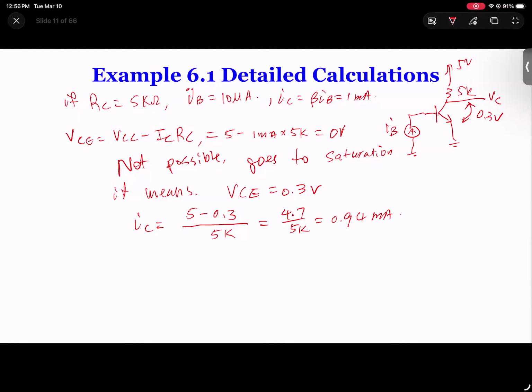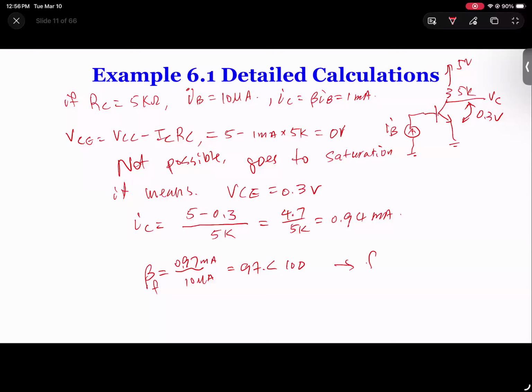Now what I'm going to do is take beta and give it a symbol called forced beta, because the relation between IC and IB is called beta. In the active mode, it's 100. But now it's in saturation. I want to see how much the relation is going to be. So that's going to be 0.94 milliamps divided by 10 micro, which is 94. And that is less than 100.